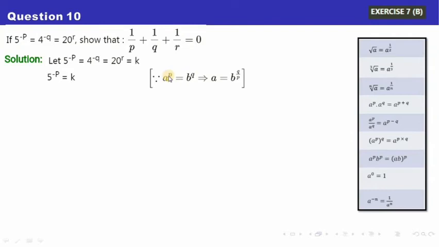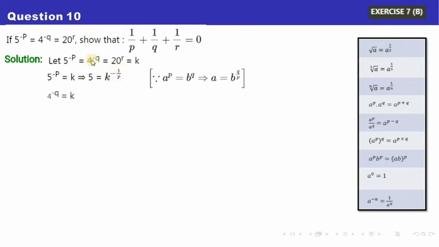Now this p can be taken to the denominator. Okay, so that's what is done here. Similarly, I can take this minus p to the denominator of this power. So how much is the power here? Actually power is 1. So this minus p goes to the denominator and becomes 5 is equal to k to the power minus 1 by p.